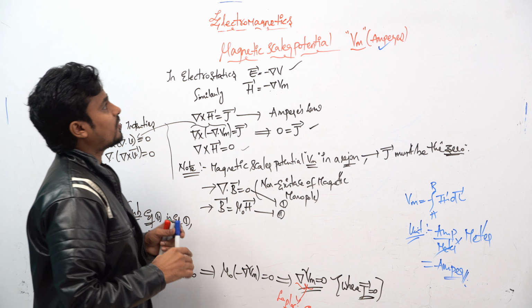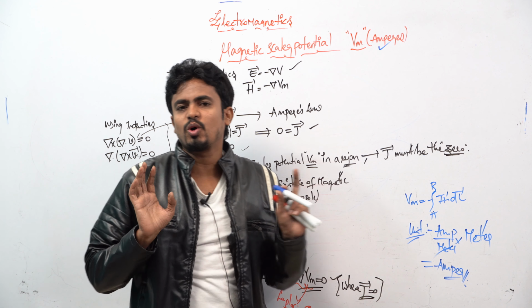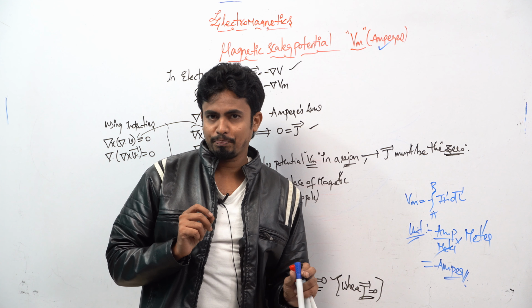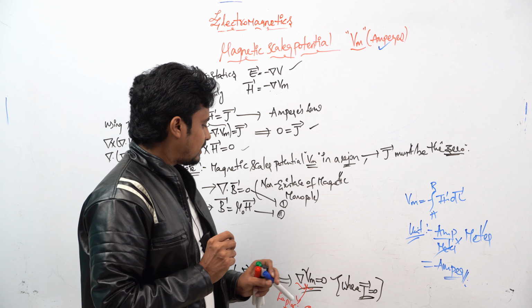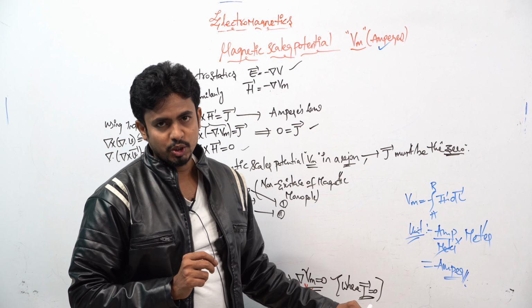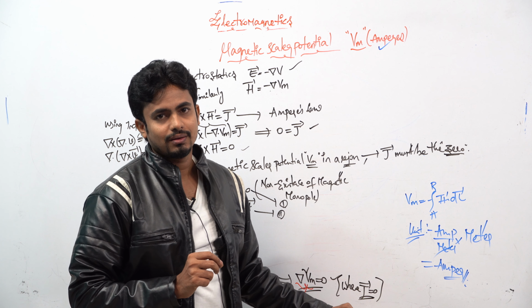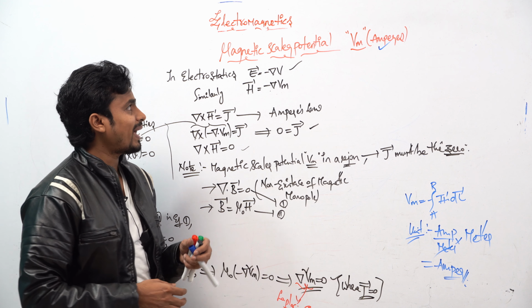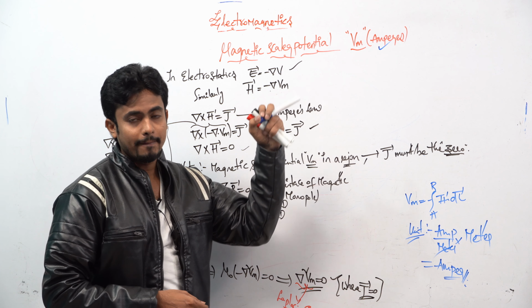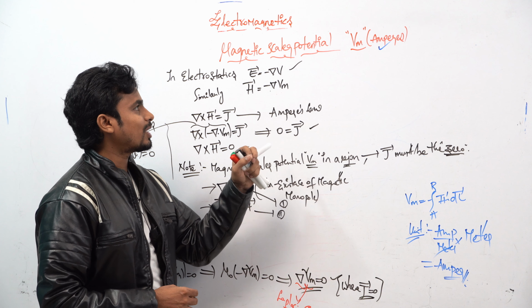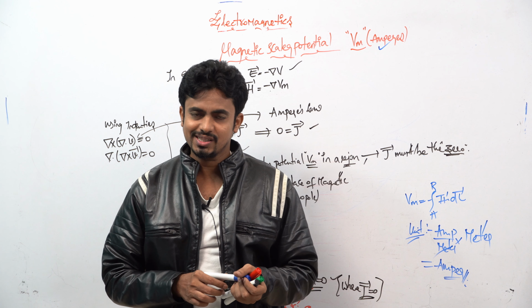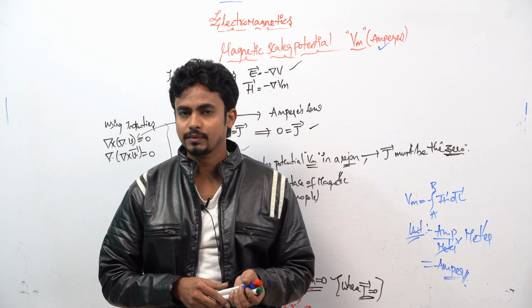So this was the concept for the magnetic scalar potential. This is only a small concept, but you have to remember one thing very closely: J bar will be equal to 0. Okay, that is very important. In the next concept we will see the magnetic vector potential. Compared to this magnetic scalar potential, the magnetic vector potential is very important from the university examination point of view. Okay, I hope you like this video.